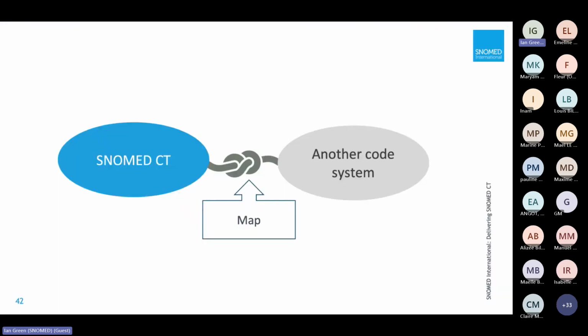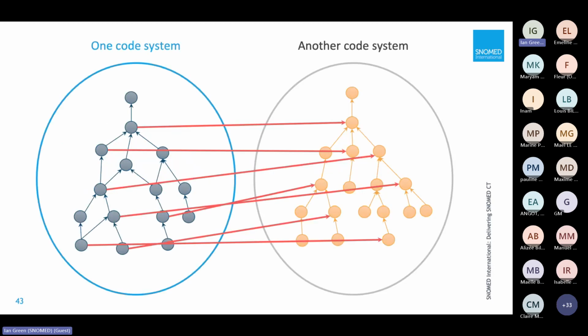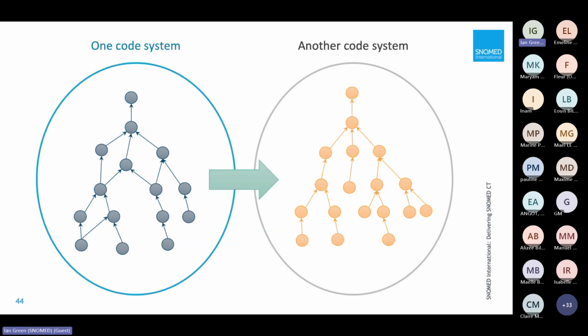So maps, just to mention maps, because we've touched on this both Anne and I previously. A map is the bit that sits in between. So if you've got SNOMED and you've got another code system, in terms of interoperability, a map sits in the middle. If you're looking at a one-to-one map, all you're doing is saying this concept in SNOMED is equivalent to this concept in whatever the other one is. And that can be either way. So it's just a one-to-one map.